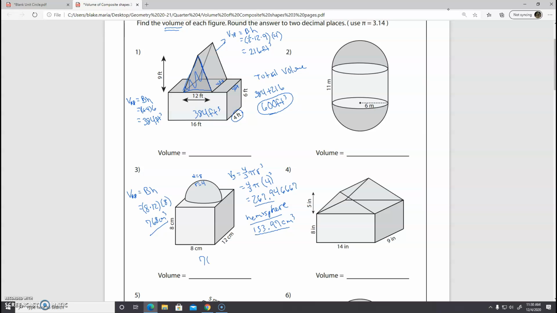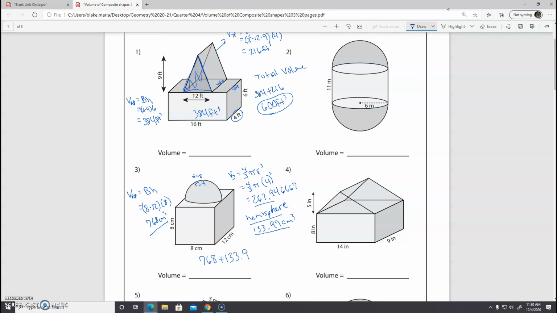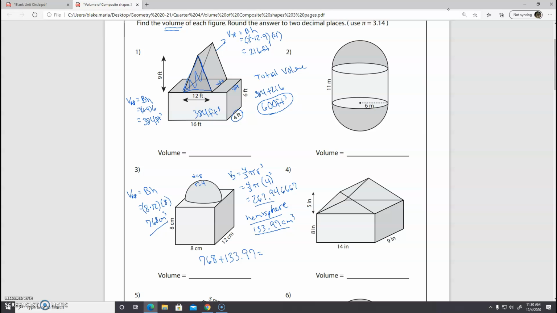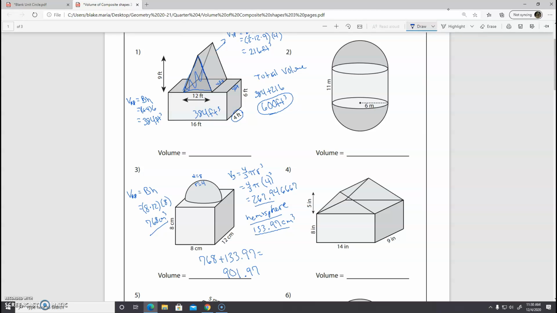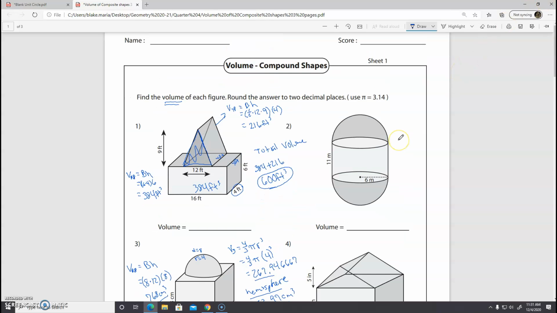So we've got 768 plus 133.97. I lost my calculator. Which gets us 901.97 centimeters cubed. All right, so you really have to focus on what are my formulas, which one am I using, and just be as precise as possible.